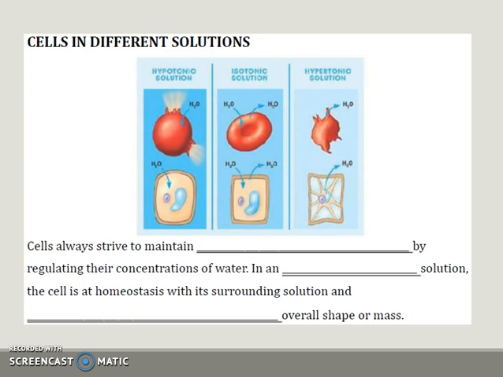Cells can be in different solutions. Cells always strive to maintain homeostasis by regulating their concentrations. In an isotonic solution, the cell is at homeostasis. So cells want to be in an isotonic solution, where the water is going in and out at the same rate. So the shape of the cell is not going to change. It's going to stay the same. So this middle picture, you can see how this blood cell and this plant cell, the water's coming in and leaving at the same rate. It is happy. Nothing's happening to the cells.